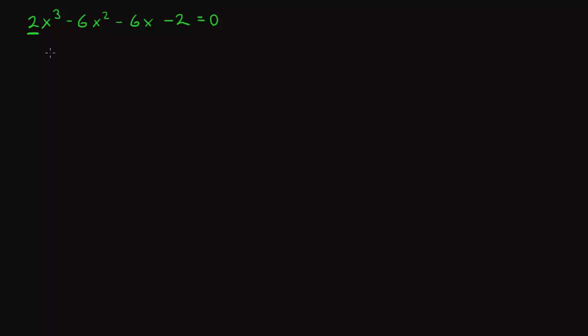So we divide all of this by 2. So we'll get x to the third minus 3x to the second minus 3x minus 1 is equal to 0. Now the first step in solving a cubic equation was to get it into a form that looked something like this: y to the third plus some constant times y plus some other constant is equal to 0. Now, how did we do that?